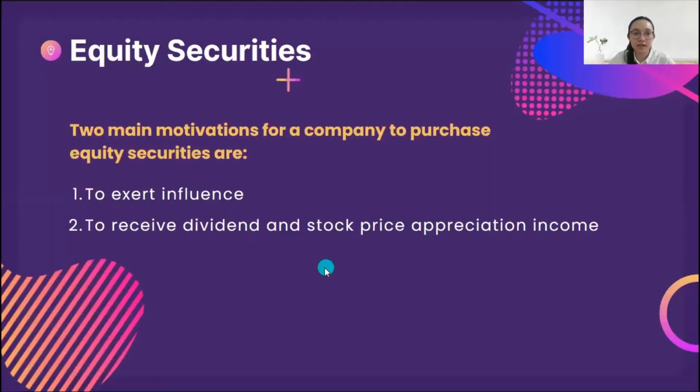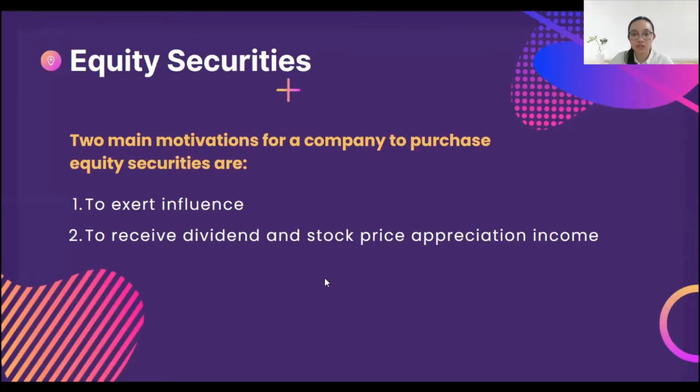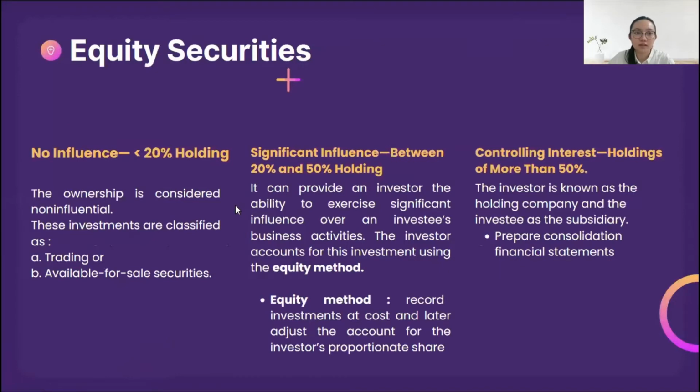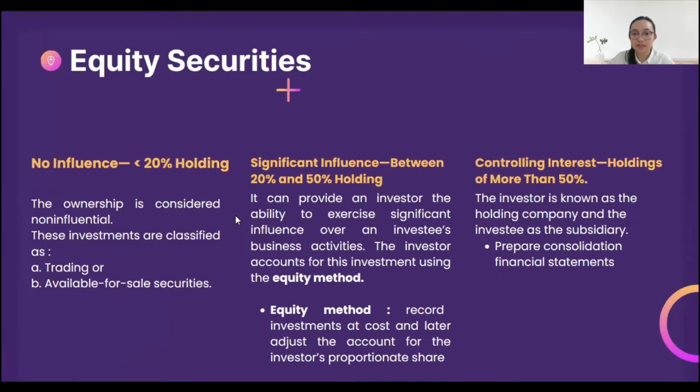Next slide, equity securities. There are two main motivations for a company to purchase equity securities. The first one is to exert influence over the directors and management of another entity. Second, it is to receive dividends and stock price appreciation income. So there is also classification and accounting for equity securities.